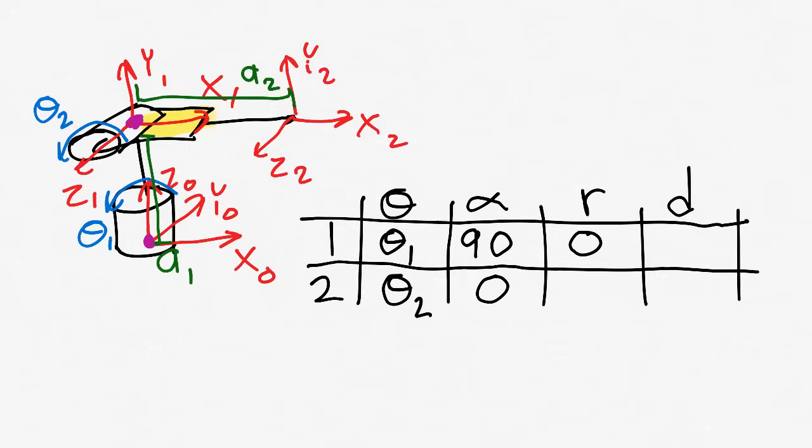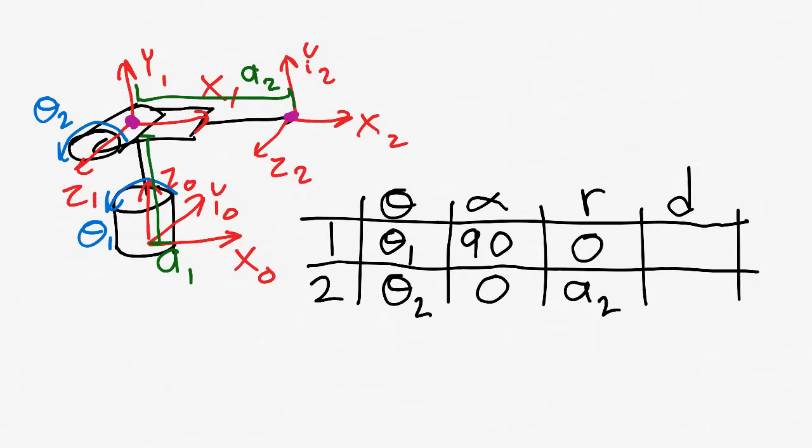Next, let's look at the second row. In the second row, we're looking at the difference between the center of frame 1 and the center of frame 2. How far apart are these two centers? R is defined as the distance between these centers in the xn direction, which here is x2. How far apart are these two centers in the x2 direction? Here, the distance is a2.